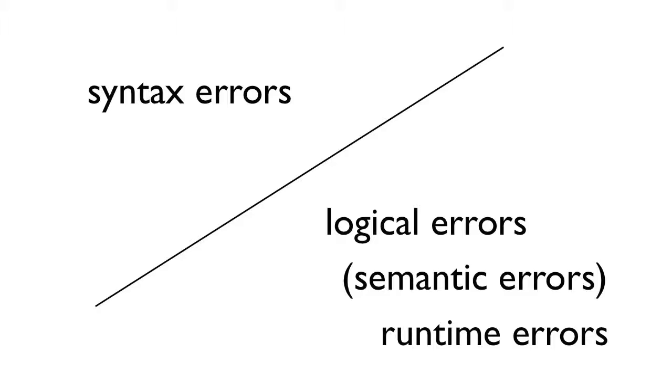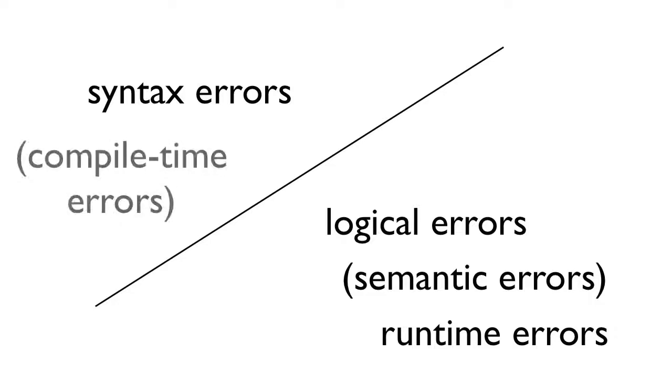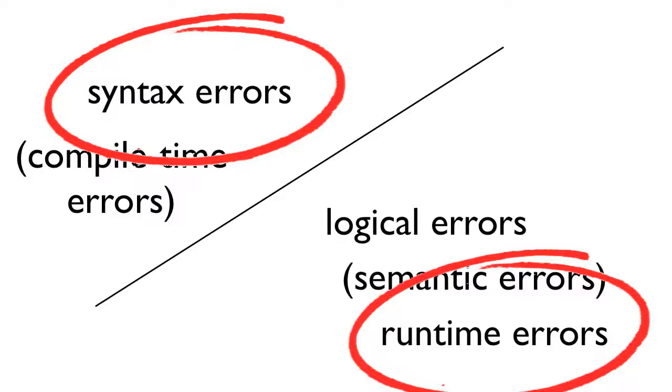If we want to distinguish that from syntax errors, sometimes the syntax errors are called compile time errors, because those are the errors that we see when we click the compile button. That is a bit less common, so what I will usually use, I will call them syntax errors and runtime errors. So these are the two kinds of errors that we will examine now.